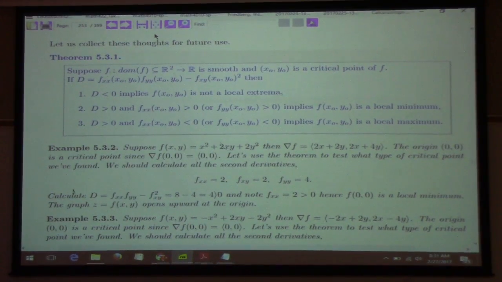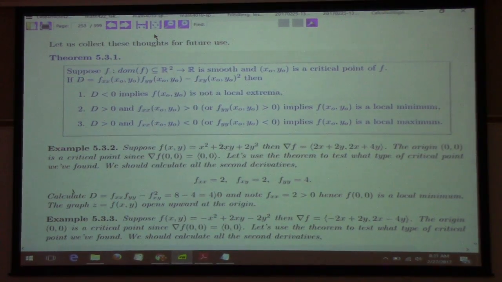All right, so here's an example. Suppose f of x,y is x squared plus 2xy plus 2y squared, right? We look at the gradient, all right? And if you look at that, plugging in 0 gives me 0, 0, right? So the origin is a critical point.